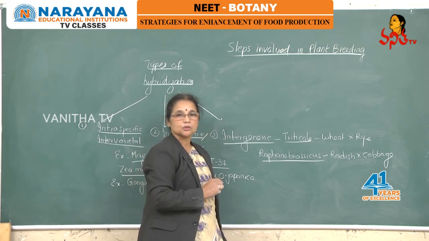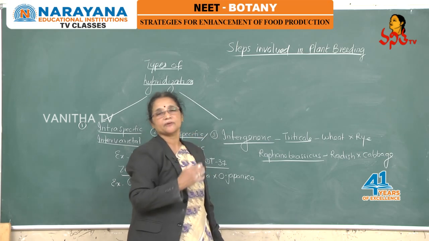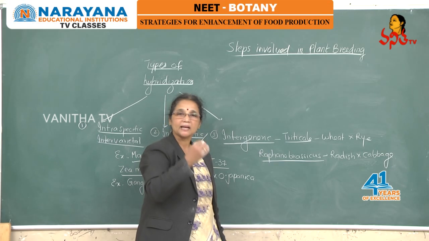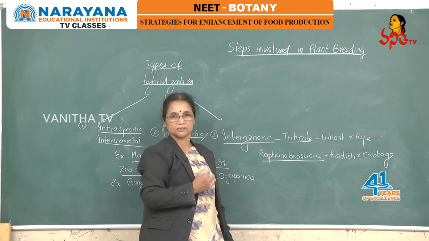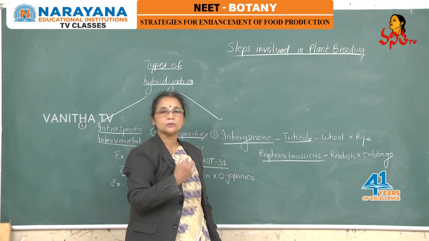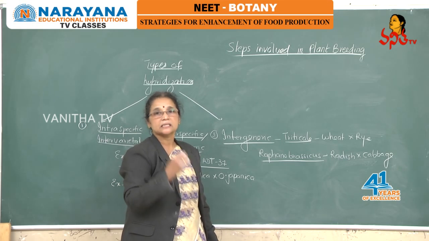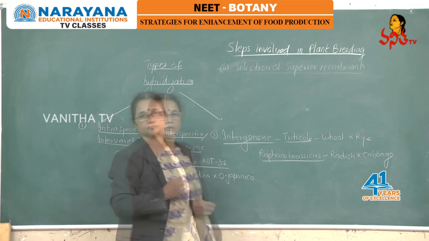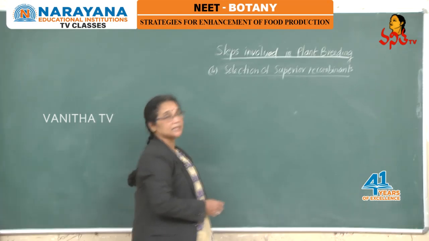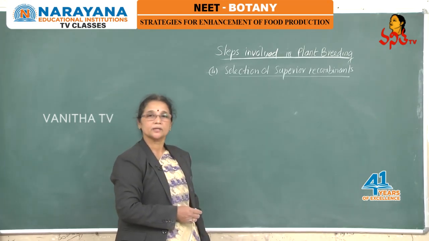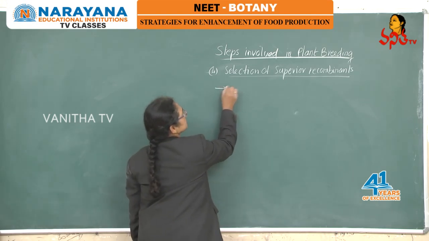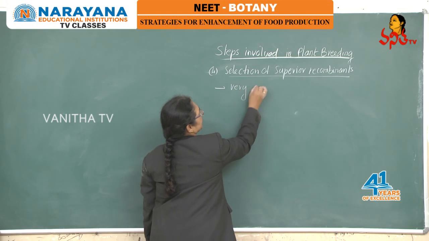Okay, children. So, like this, different types of hybridization may be carried out, and it differs based upon the plants we are selecting for our process. Right? And now we are going to learn about the next step, selection of superior recombinants. It is a very crucial step, children.